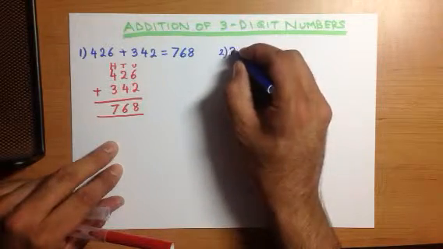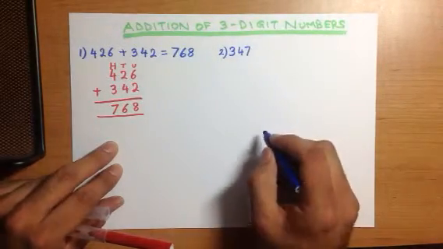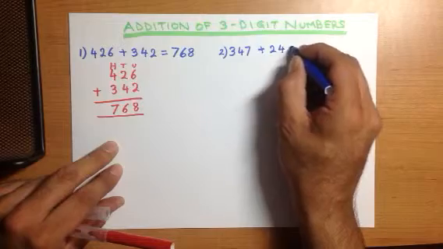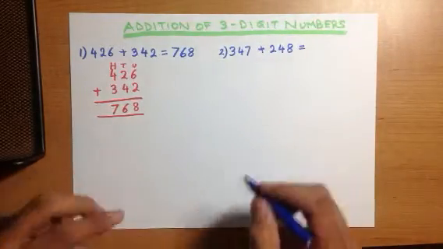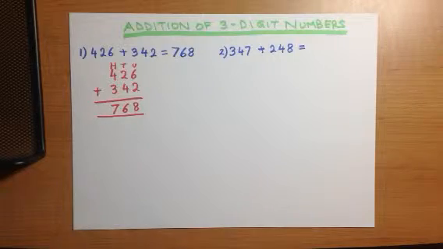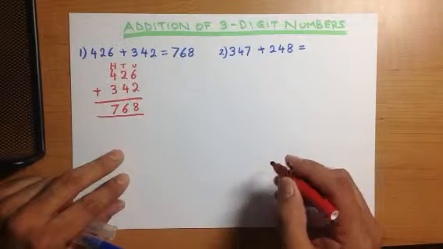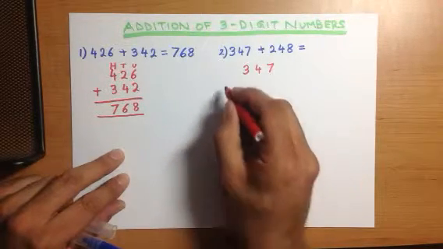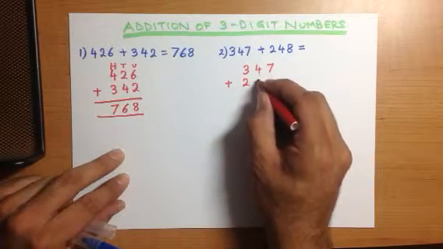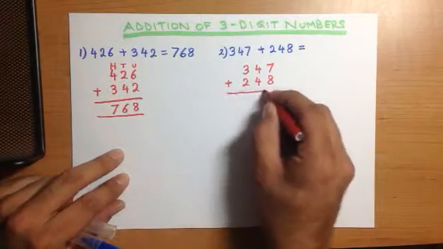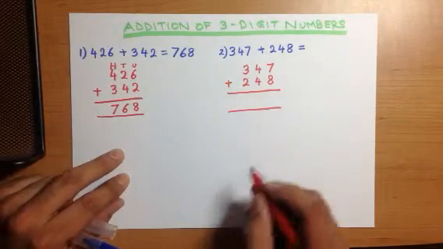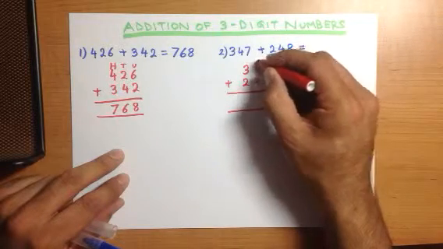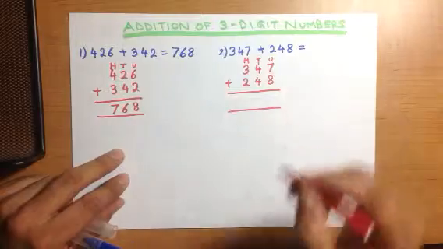What is 347 plus 248? Again, let's write this down in the vertical format. So 347 plus 248. We can label the columns. We don't have to, but let's label them anyway. Okay? Units, tens, and hundreds.